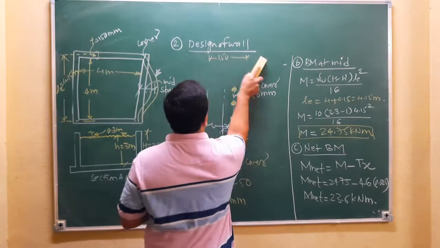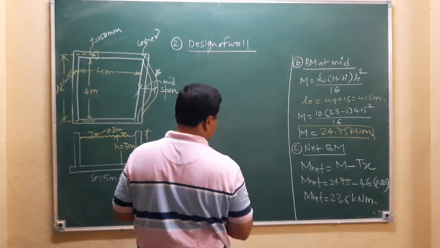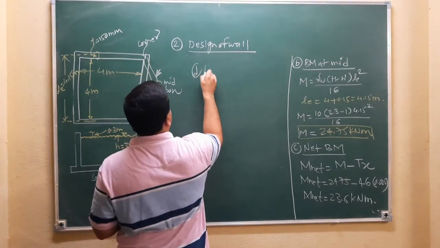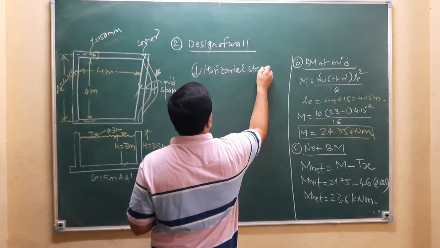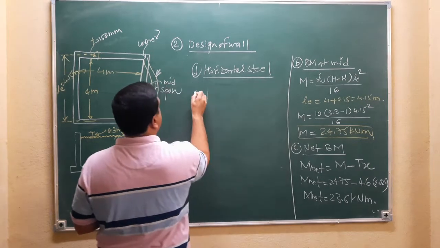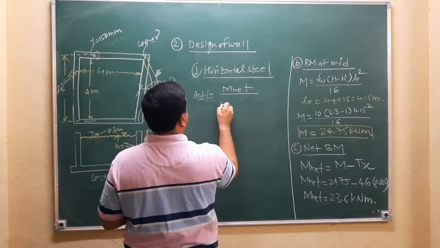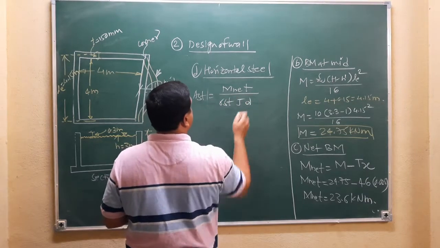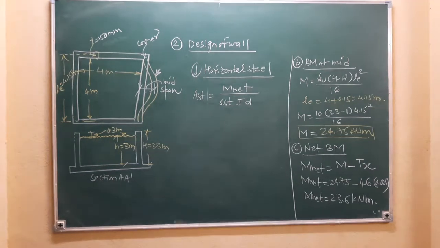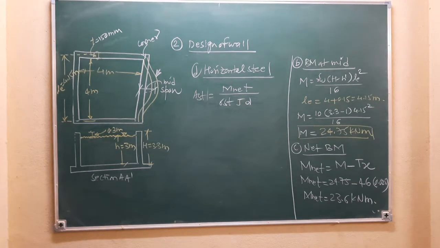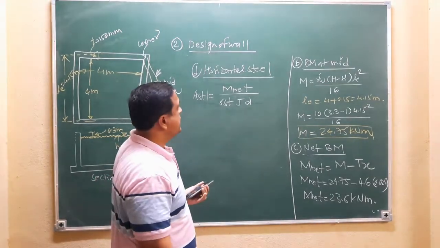Now what do you have to do? You have to provide the horizontal steel. What is the formula? AST is equal to M net divided by sigma ST J into D. Sigma ST J into D, isn't it?